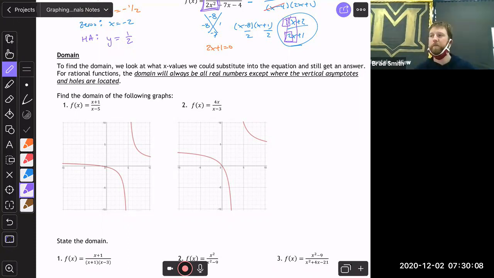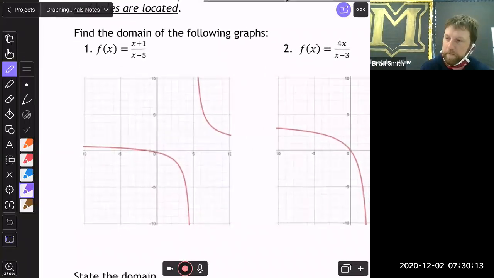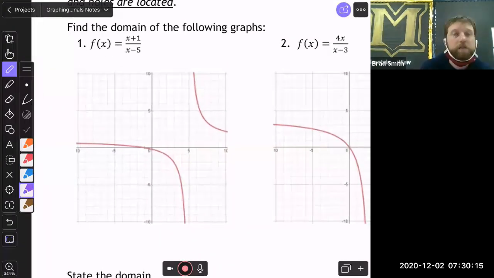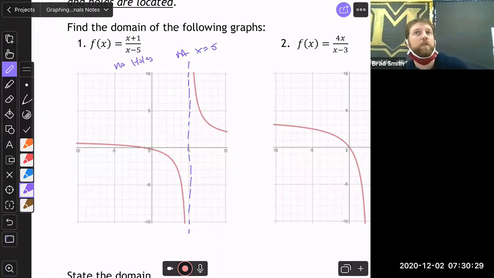All right. So if we're looking at these graphs one by one, nothing can cancel here. You can tell by the picture, I have a vertical asymptote at x is equal to 5. There are no holes because nothing cancels out. There's no open circles on the graph either.